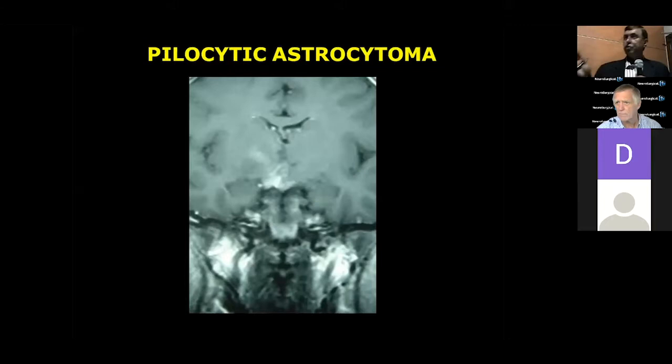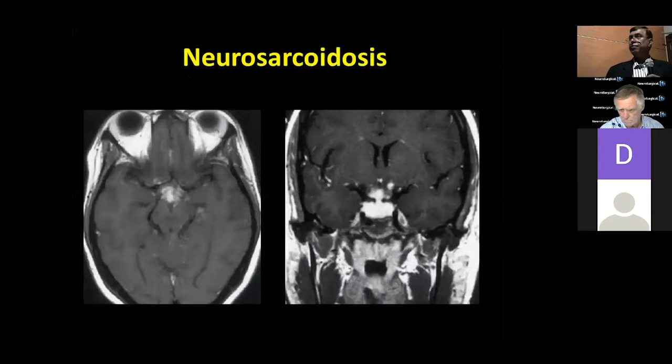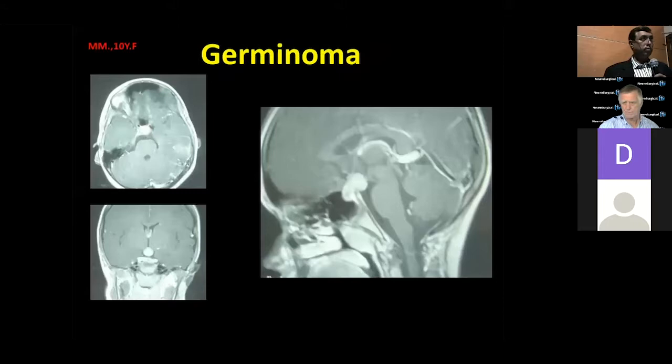We have to stop this. We have to be deeper than this. We have to put a differential diagnosis. Neurosarcoidosis. Imagine if you give this gamma knife. You will kill the patient. Germinoma, and we presented the germinoma last time here. I showed you this Iraqi girl, if you remember.